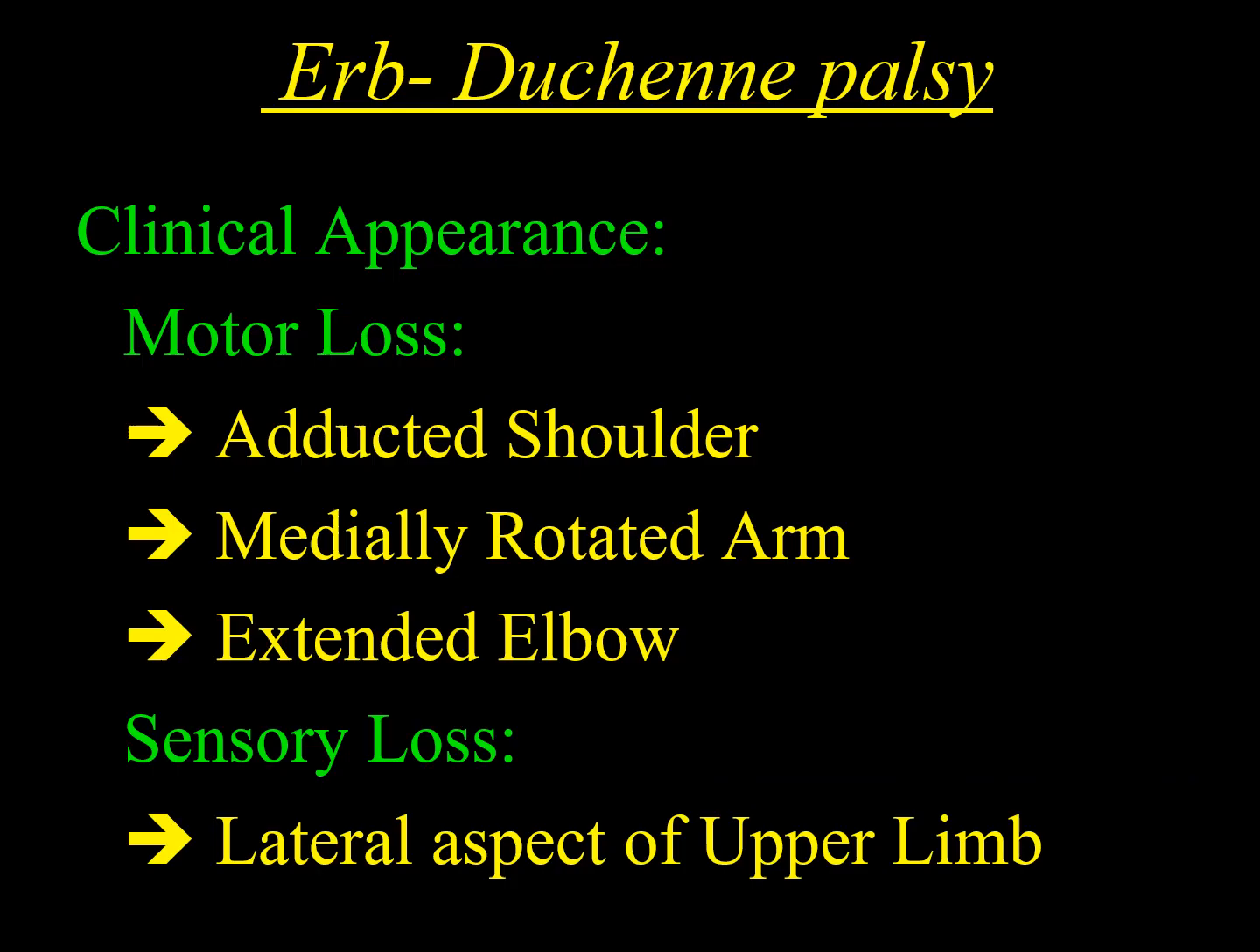So the clinical appearance of the baby, or the person, will be that there will be motor loss as well as sensory loss, because C5 and C6 both contain mixed type of nerves, motor and sensory fibers. So motor loss will occur: the shoulder will be adducted, the patient cannot abduct the shoulder, with a medially rotated arm and extended elbow. The sensory loss will be on the lateral aspect of the upper limb. The patient can't feel any sensation on the lateral aspect of the upper limb.